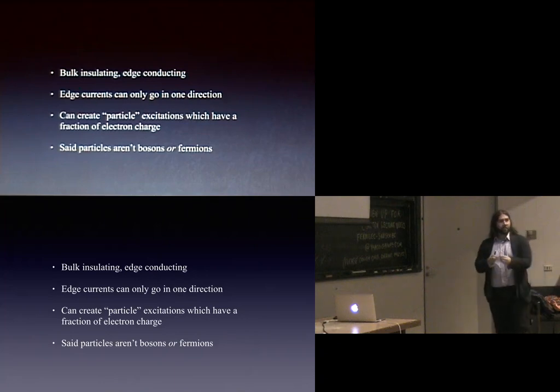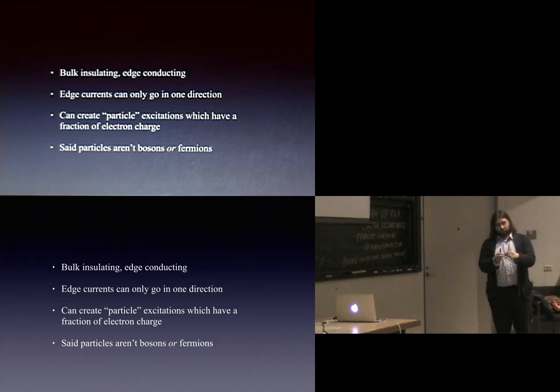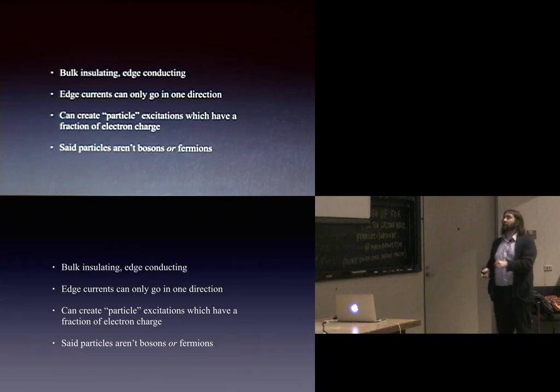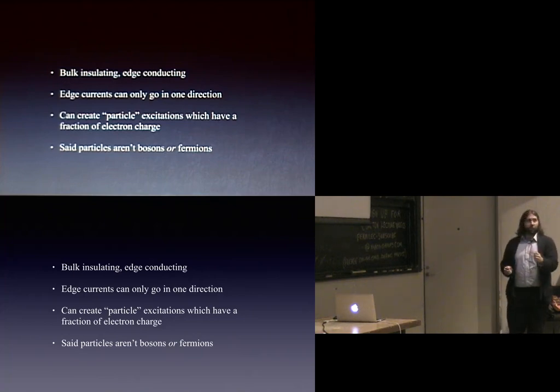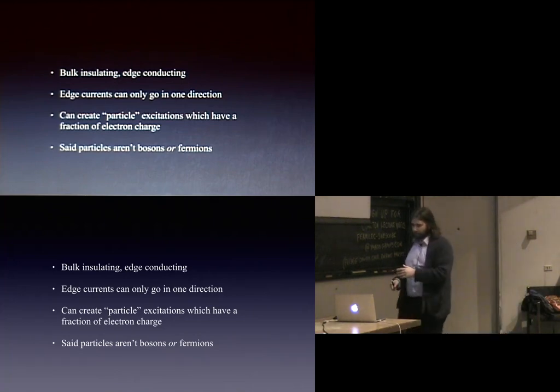And edge conducting means that it can only transport charge along the edge of the sample, not in the interior. And those charged excitations on the edge can only go in one direction. They can't go back and forth, only in one direction. And even weirder than that, if you have this funny state, you can create particle-like excitations which have a fraction of an electron's charge, which sounds very confusing. And even weirder, those particles don't have to be bosons or fermions. They can be what are called anyons. And let's go through this.